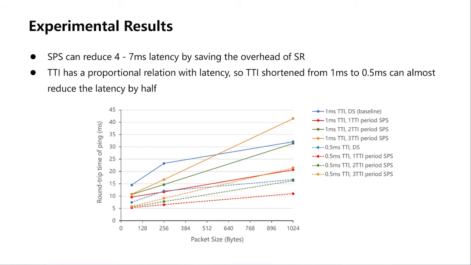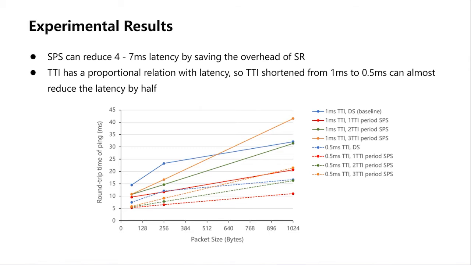And secondly, we validate the performance of the semi-persistent scheduling scheme. From the figure, we can find that 1 millisecond period SPS can reduce the latency by about 4 to 7 milliseconds, compared with the baseline, when transmitting different sizes of packets. And this is mostly contributed by saving the overhead of the request and grant procedure.